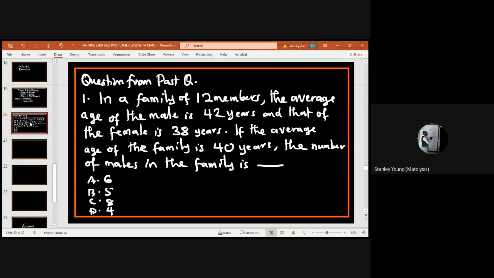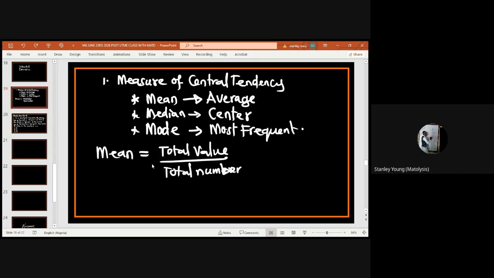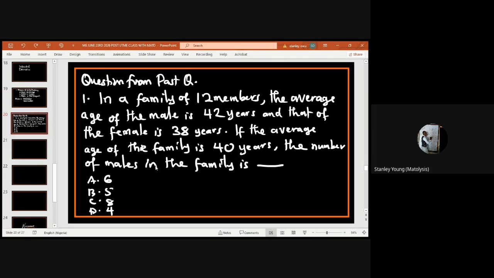In this family, we have 12. The mean of the family, according to the question, is 40. Don't forget that mean is total value over total number. If I want to get the total value, in this case the total age of the family, I just need to cross multiply. So the total age of the family is going to be 40 times the total number of people in the family, that's 12.